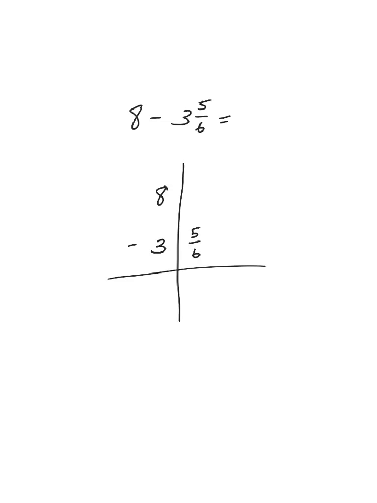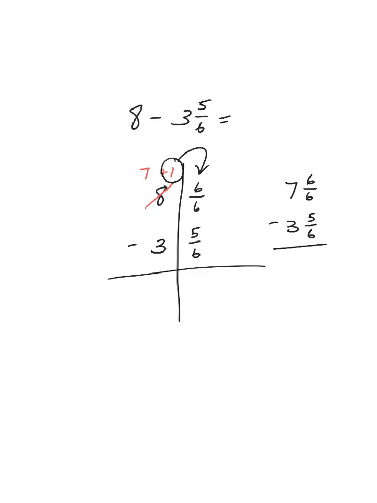I know there's going to be some regrouping, so I'm going to think of this as 7 plus 1 whole. I'm going to take that 1 whole and move it over to the fraction column. It takes the name of the fraction, which is 6. 6/6 is equal to 1 whole. So my new problem becomes 7 and 6/6, which is the same thing as 8 minus 3 and 5/6.